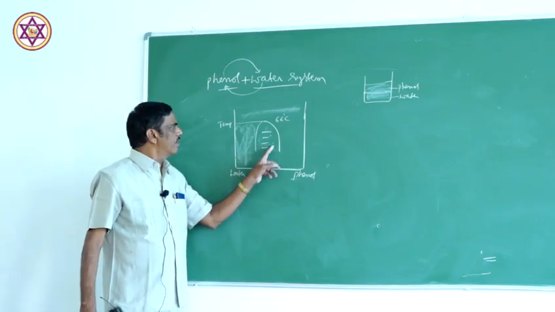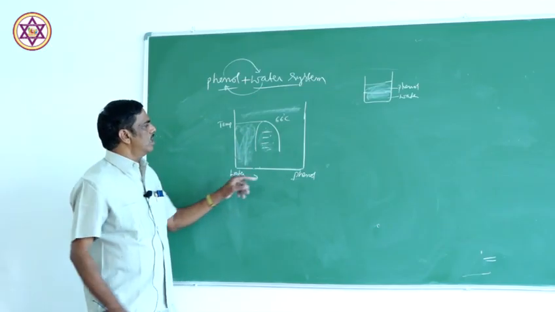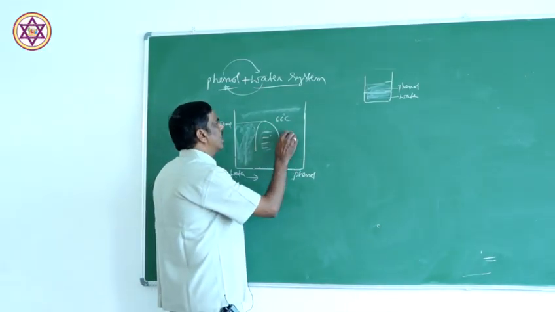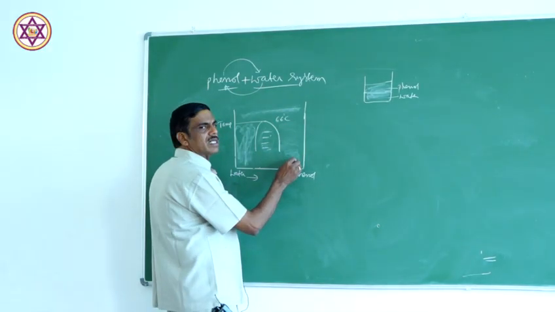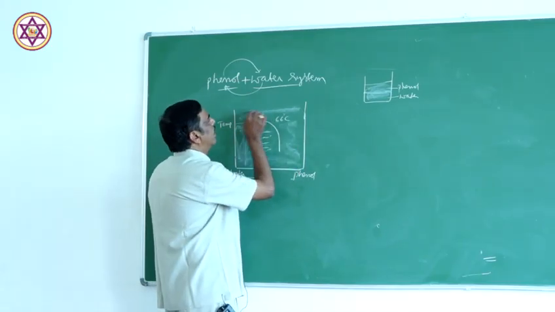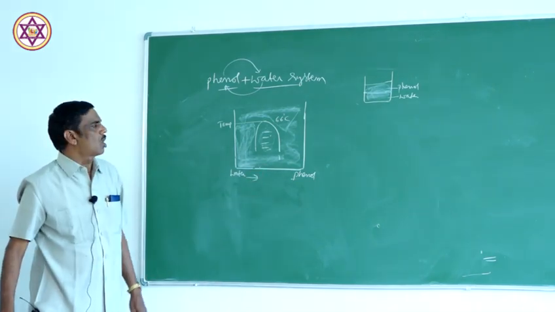So this is the region where there is separation. Above this, when the phenol amount increases and the water amount decreases, there also there is complete solubility. So this is the solubility region where water and phenol are completely soluble.